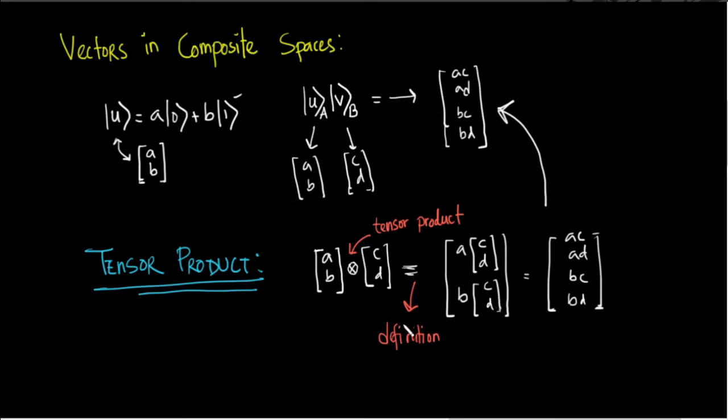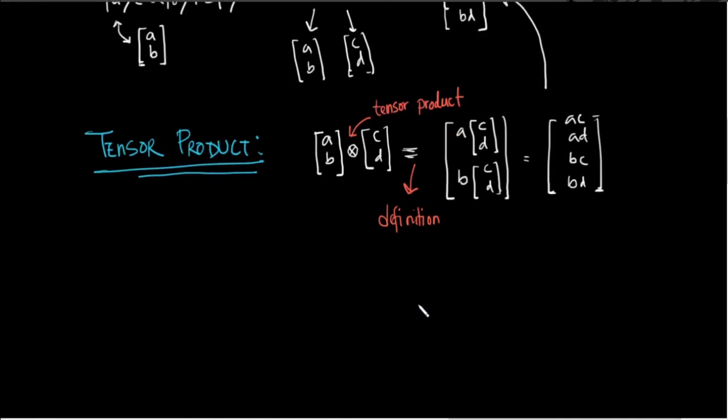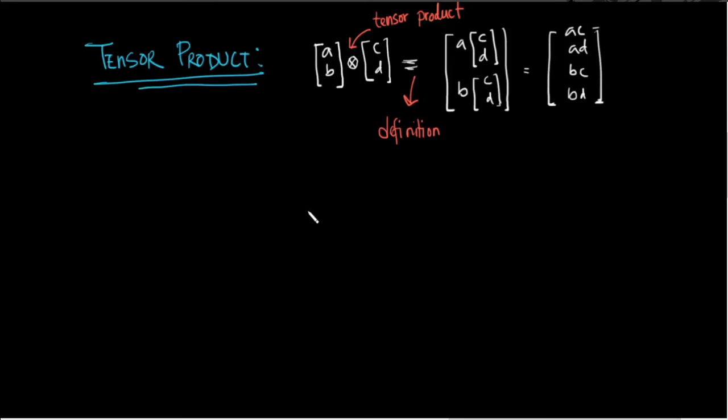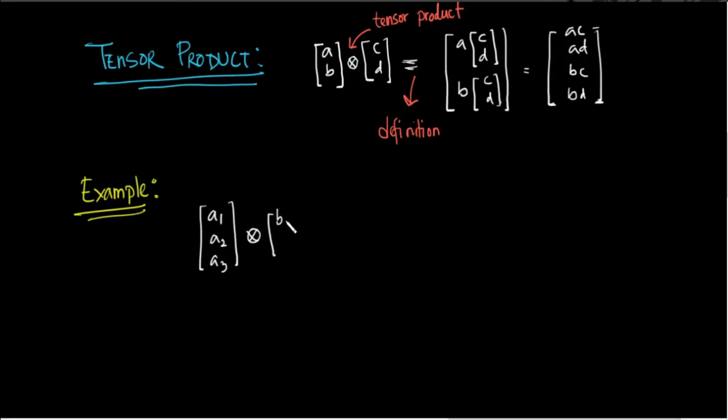Okay, so I can actually show you this tensor product doesn't have to be for qubits only. You can generalize this to any number of dimensions. In fact, these two dimensions don't need to be equal at all. Okay, suppose I want to do something like this. This is an example. I have a vector A1, A2, A3, and I want to form the tensor product with a vector B1, B2.